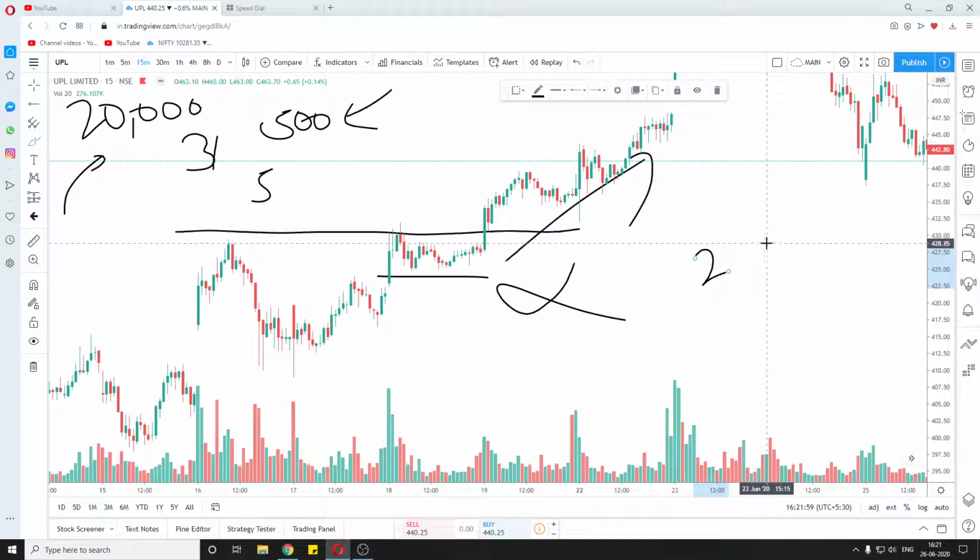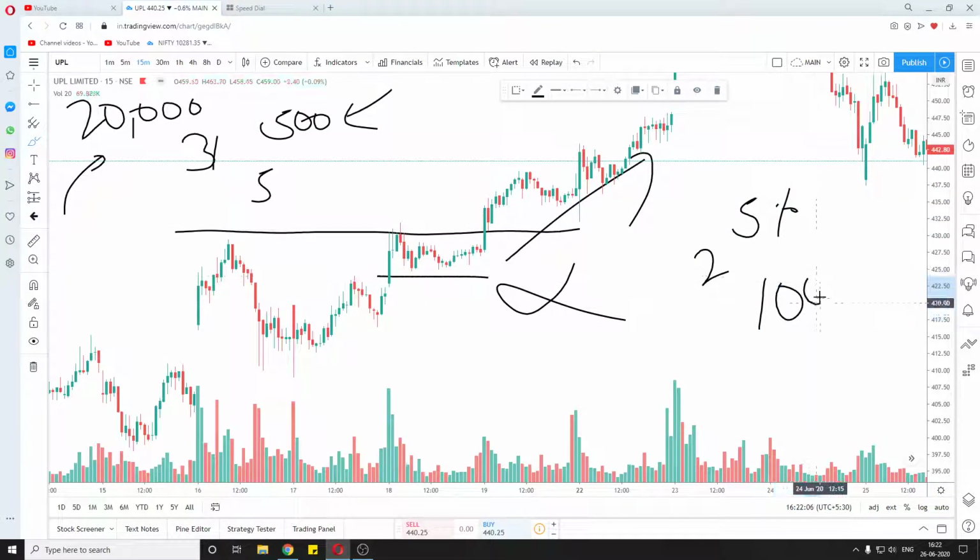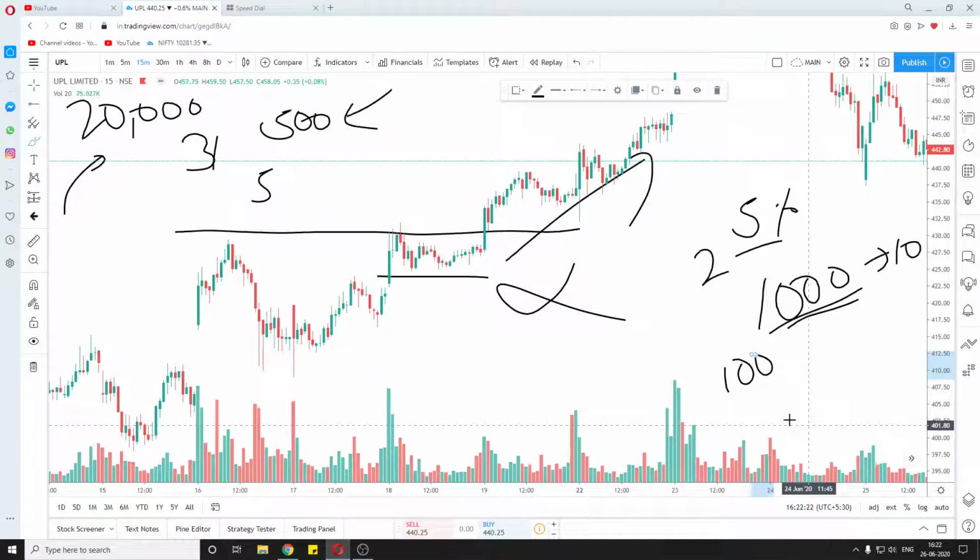If you can lose 5% in a trade, then your stop loss can be 1,000 rupees, and your stop loss is 10 rupees. So we can buy 100 quantity, and even if the stop loss is hit, we lose 1,000 rupees. So that depends on your capital and your risk appetite.